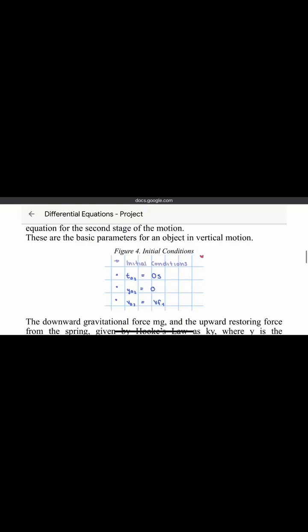Now we move into the second phase, when the rope starts stretching. At this exact moment, time is reset to 0. The position is at the rope's natural length, and the velocity is the final velocity from phase 1. These are our initial conditions for the spring-mass system. Here, two forces act simultaneously, gravity pulling downward and the spring force pulling upward. By Newton's second law, the net force describes the motion of the jumper once the rope stretches.